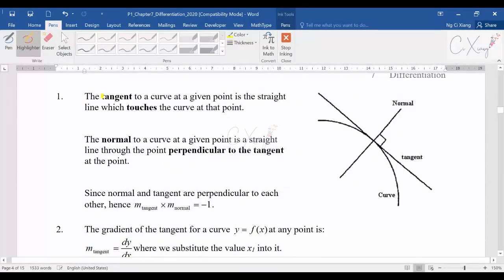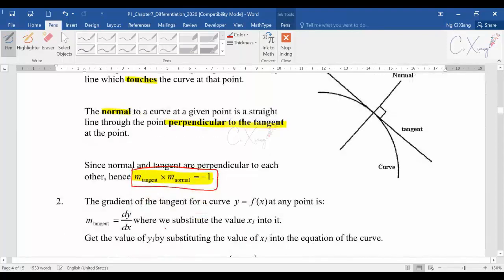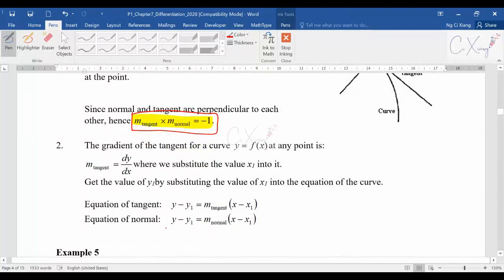So what's a tangent? The tangent to a curve at a given point is a straight line which touches the curve at that point, and the normal is the line perpendicular to the tangent at that point. Because these two lines are perpendicular to each other, you should know that the gradient of the tangent multiplied by the gradient of the normal equals -1. You learned this concept in coordinate geometry before, so I hope that you still remember it. This is one of the important formulas that you need to remember for this part.